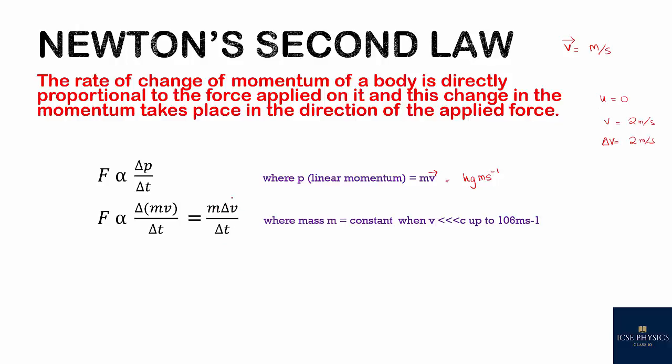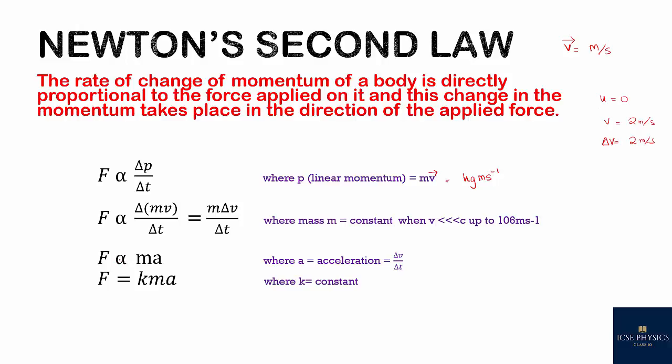So mass is constant, and there is a change in velocity. Change in velocity by time, that is, velocity by time, is equal to acceleration. So force is directly proportional to mass into acceleration. Mass is constant as long as the velocity is very much less than c. What is c? C is the speed of light, 3 into 10 to the power 8 meter per second. So when velocity is very small compared to the speed of light, mass is constant. So now we get this formula: force is directly proportional to mass into acceleration.